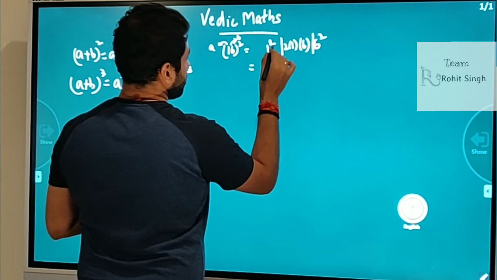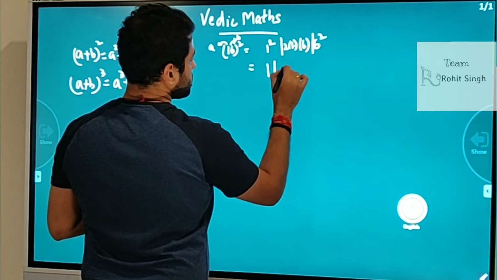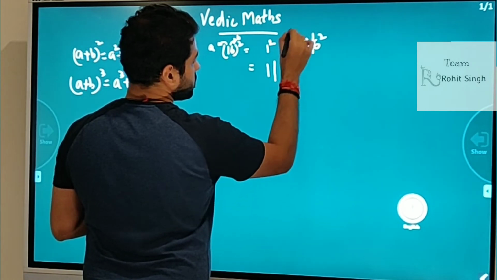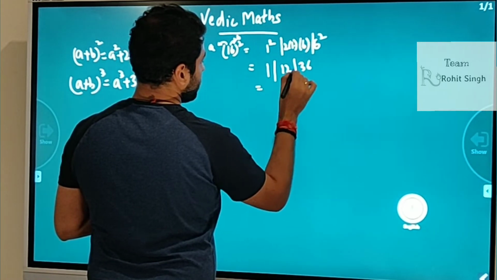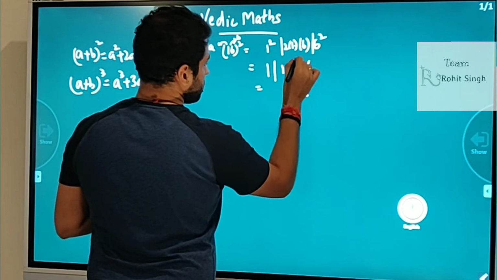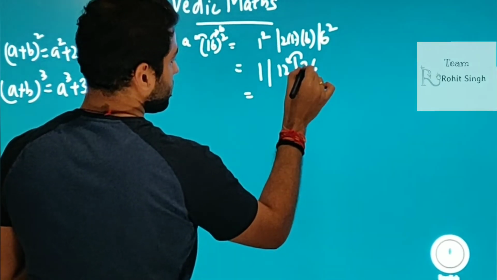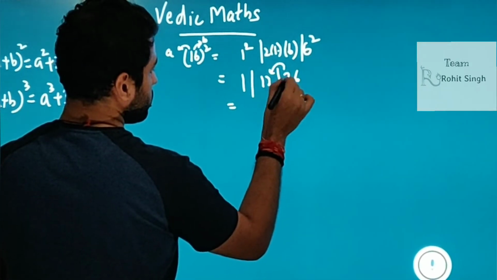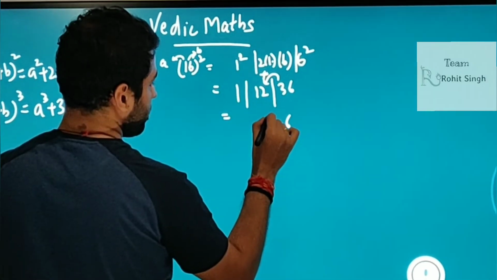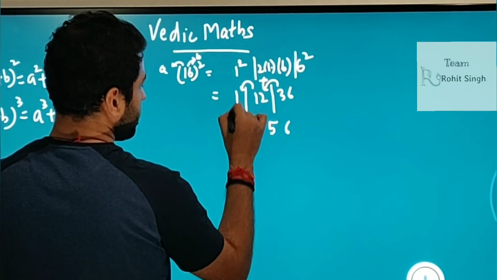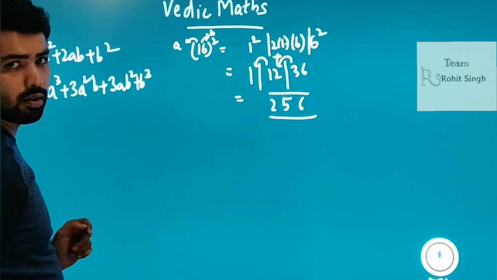So we get 1 square is 1, 2 into 1 into 6 is equal to 12 because 2 sixes are 12, and 6 square is 36. So we get 6 down, 3 twos are 6, 3 is carried forward and added to 2. So 3 plus 2 gives us 5, and 1 is carried and added to 1. 1 plus 1 gives us 2. So 256 is our answer.